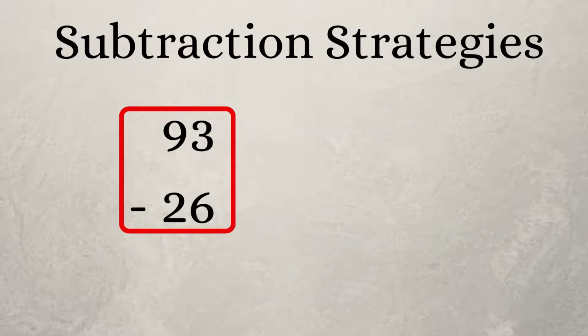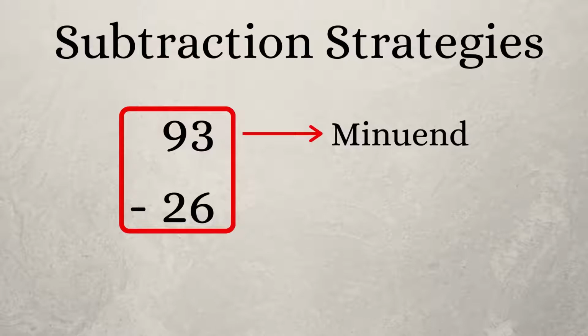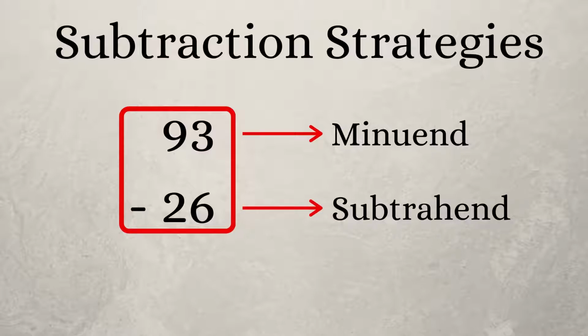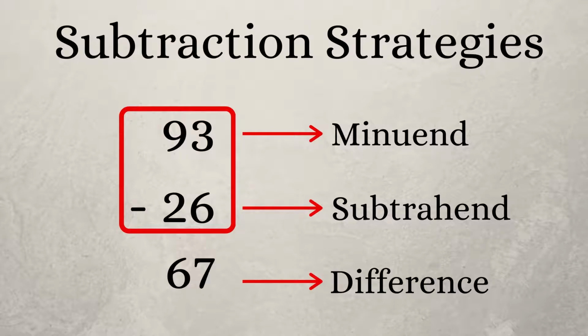Now let's get into our session. First, we'll quickly get to know the terms used in subtraction. Minuend is generally the larger number, the number from which we are going to subtract. Subtrahend is the value which we are going to subtract from the minuend. And the answer which we get after subtraction is called the difference.